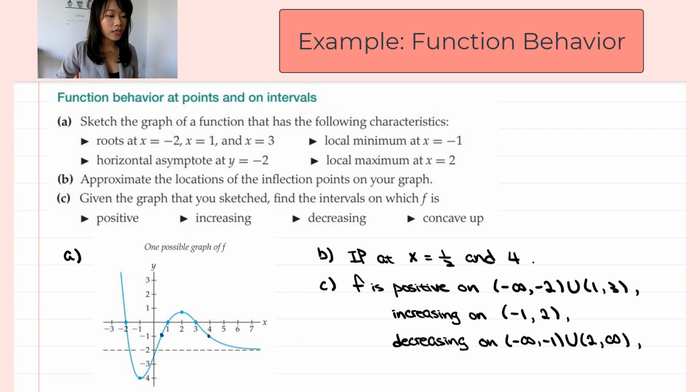In the last question, the function is concave up on. We've already covered this when we answered part B to find the inflection points. This function is concave up over the interval from negative infinity to the inflection point, 1/2, and from the second inflection point, which is 4, to positive infinity.